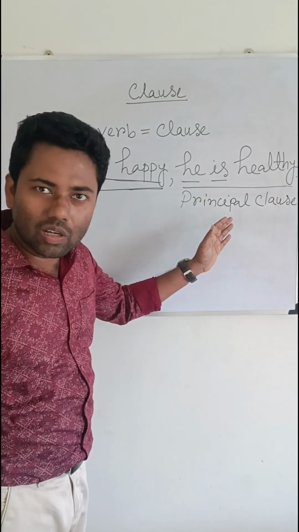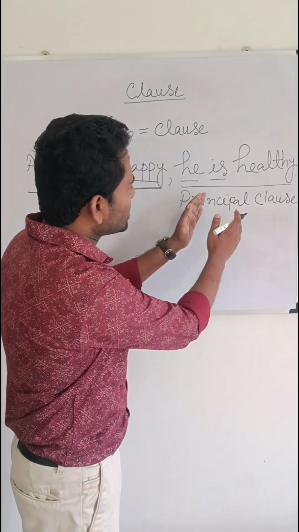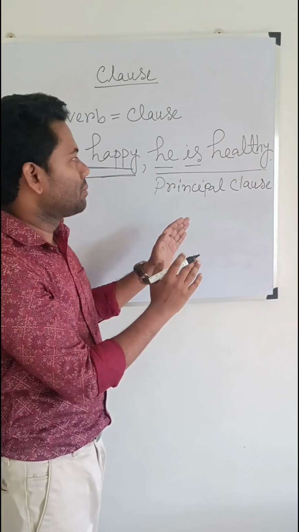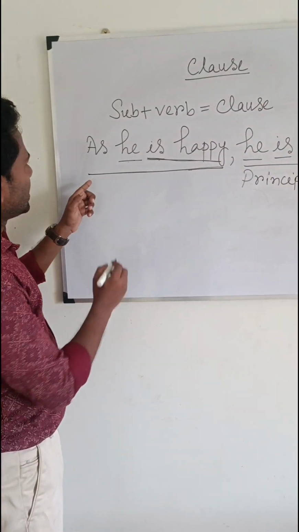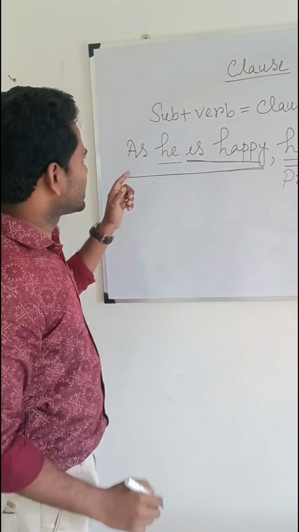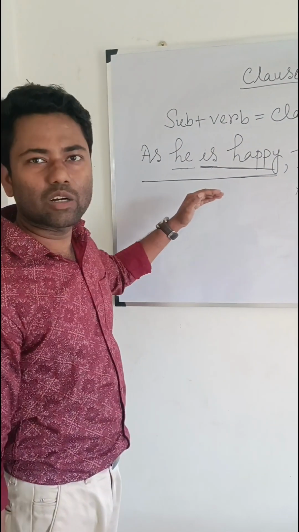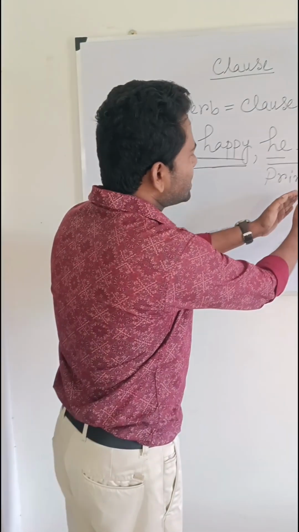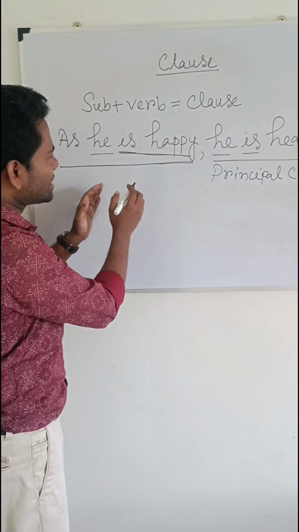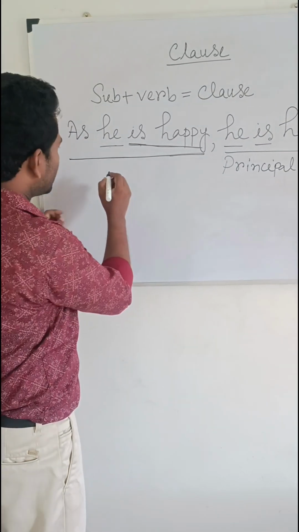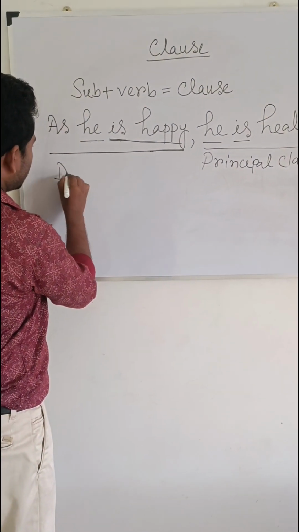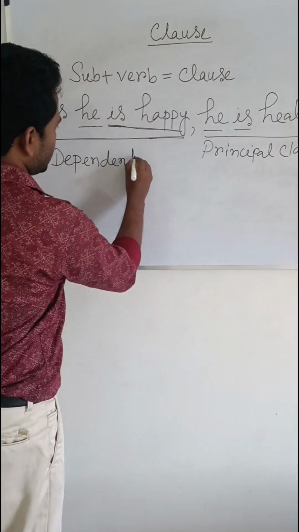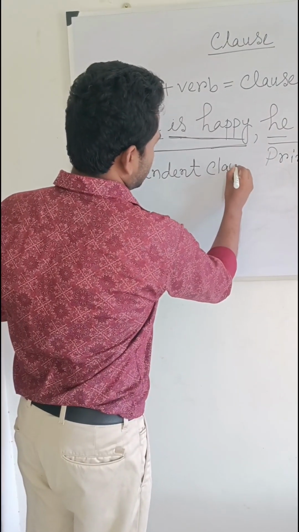Why is it principal clause? Because this clause can stand alone and makes a complete sense. But this part, as he is happy, this part cannot make a complete sense. It is dependent on principal clause to make the sense complete. We call it dependent clause. Dependent clause.